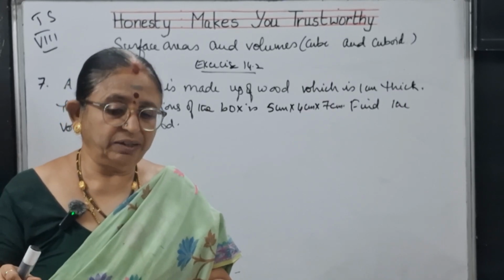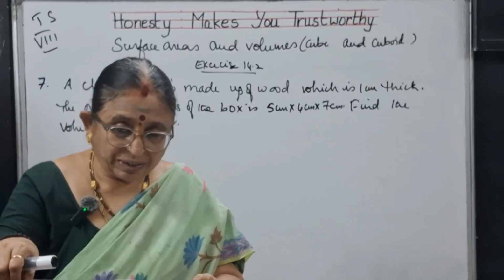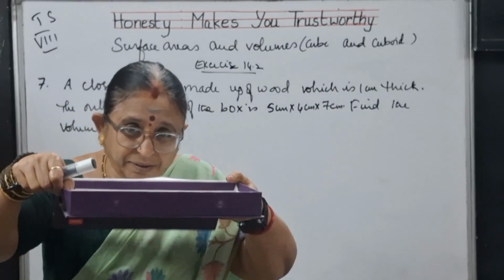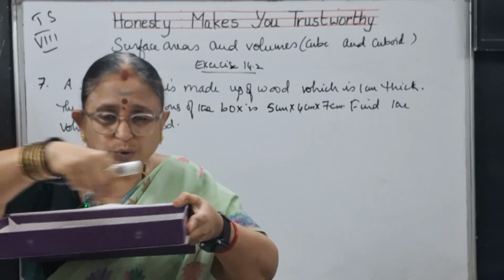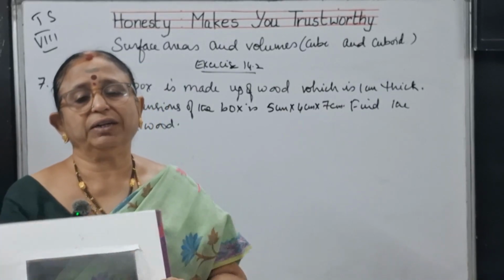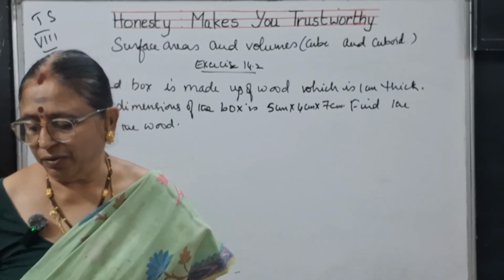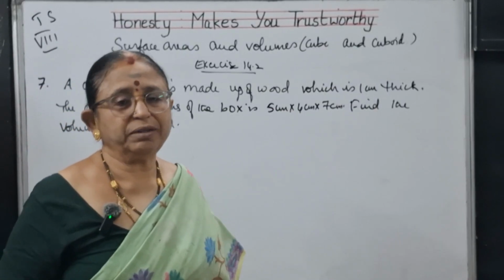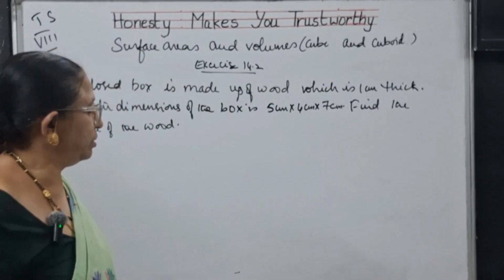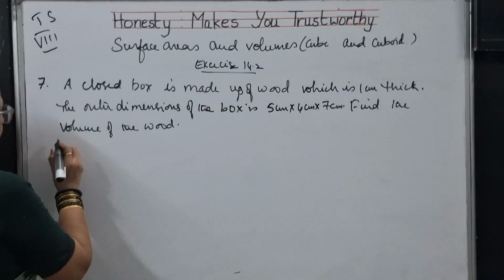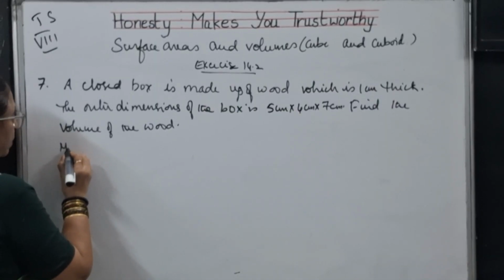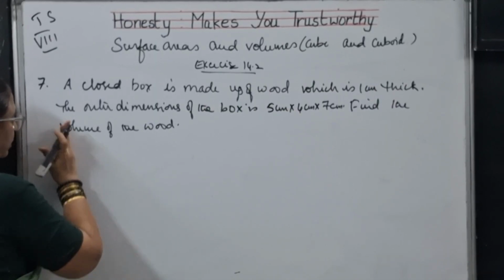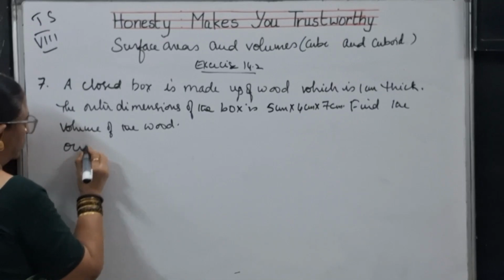Then there is a gap, a difference between the length, breadth and height of outer and inner. How much is the difference? See, they said thickness 1 centimeter, meaning 1 centimeter this side, 1 centimeter this side. Total 2 centimeters difference will be there lengthwise, as well as 2 centimeters difference breadthwise, and 2 centimeters difference heightwise. So let us see here. Outer measurements. Let me take the outer measurements.